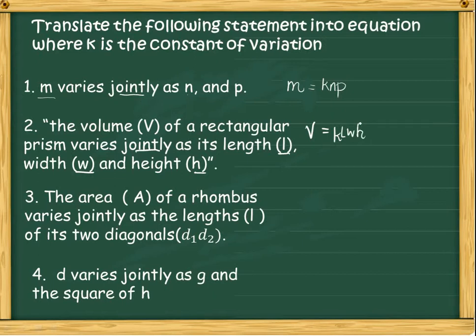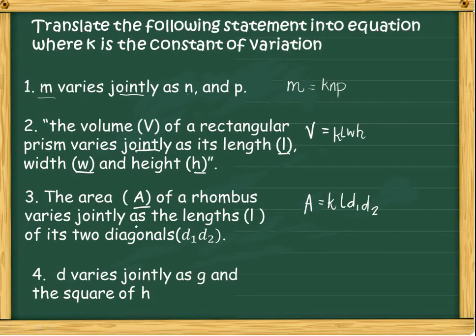Item 3. The area A of a rhombus varies jointly as the length of its two diagonals, d sub 1 and d sub 2. So, the first variable na binanggit ay si A. A is equal to K times, since we have the word jointly, we're just multiplying K to the two diagonals, d sub 1 and d sub 2. K times d sub 1 times d sub 2.